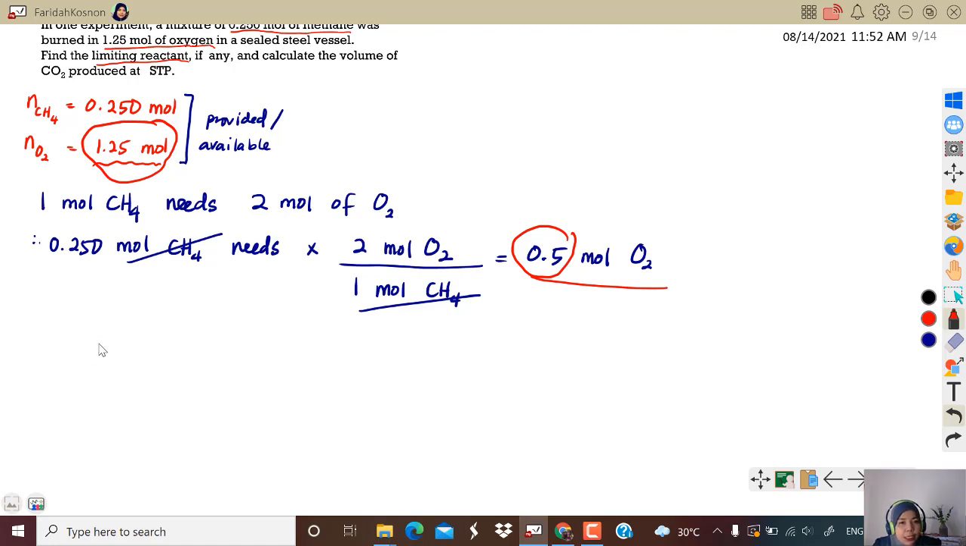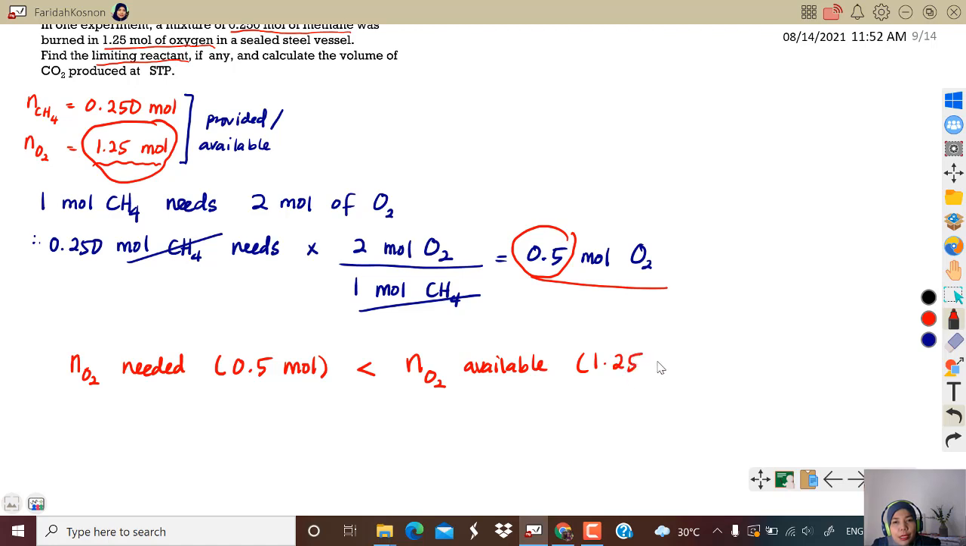So, apa yang kita boleh katakan kat sini? Alright. Mole of oxygen gas needed, berapa mole yang kita perlukan? 0.5 mole, is less than mole of oxygen gas available. Kita perlukan 0.5, tapi yang kita ada 1.25 mol. Maksudnya akan ada baki lah. 1.25 tolak 0.5 kan ada baki lagi. Okay, terus, you akan nampak kat sini, apa dia? Oxygen is the excess reactant.